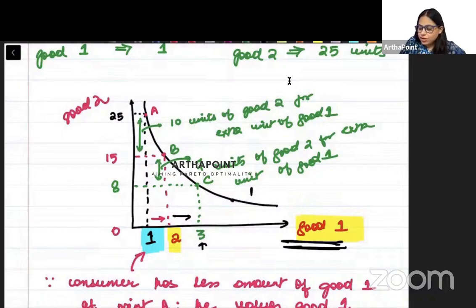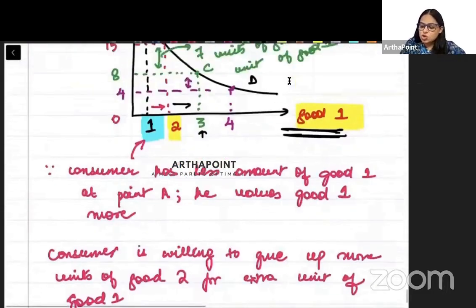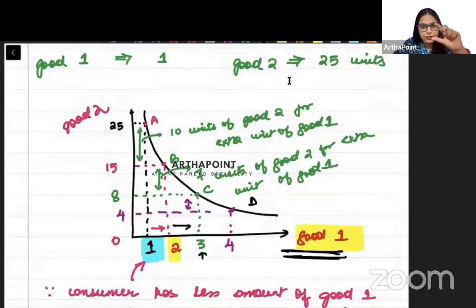So for example, at point D, the consumer is willing to give up only 4 units of good 2. From 8, he is coming to 4 for an extra unit of good 1. So the amount of good 2 that the consumer is willing to give up for an extra unit of good 1 is falling as you move along the indifference curve, because you already have a lot of good 1.